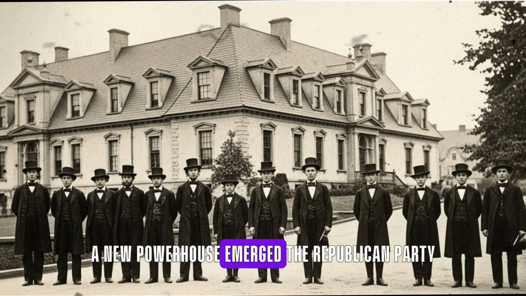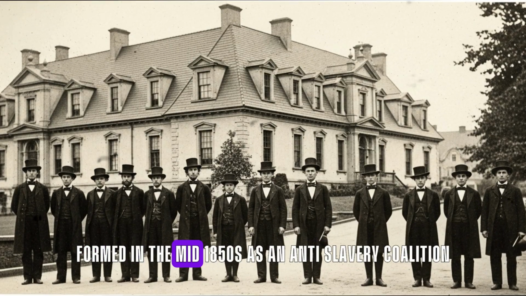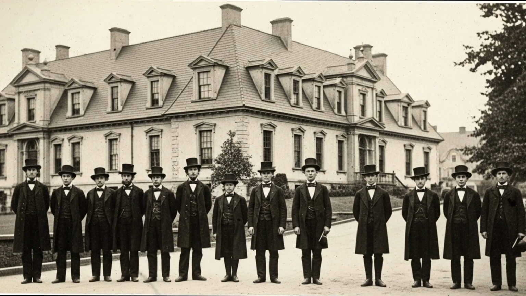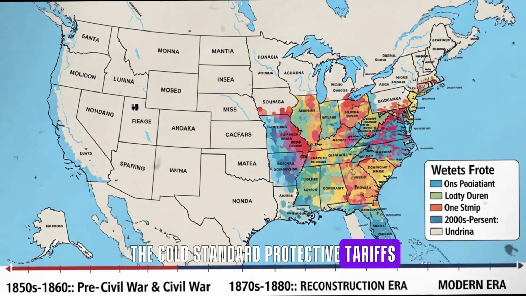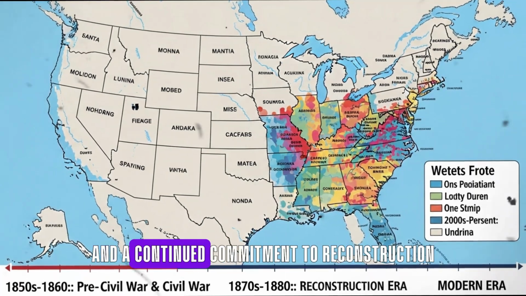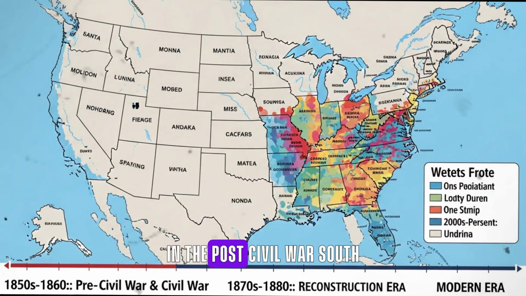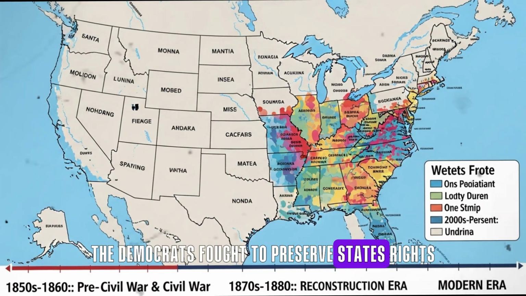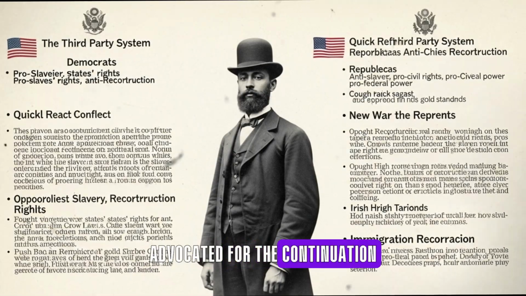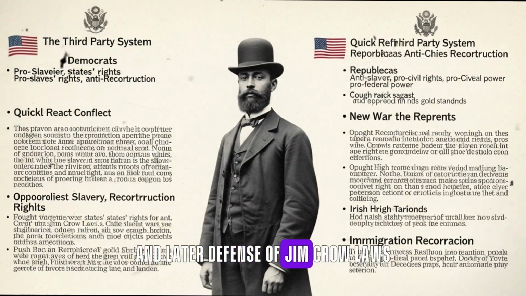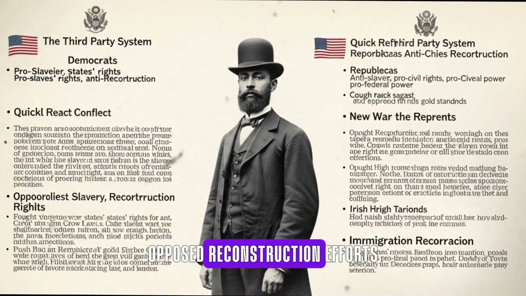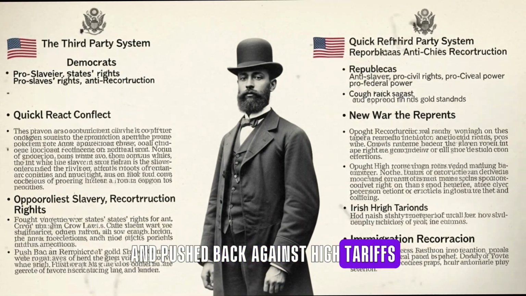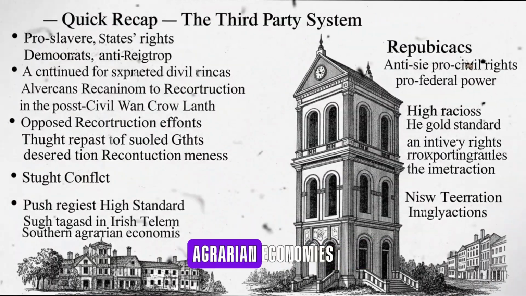A new powerhouse emerged. The Republican Party, formed in the mid-1850s as an anti-slavery coalition. The Republicans supported strong federal government, the gold standard, protective tariffs, the expansion of civil rights, and a continued commitment to Reconstruction in the post-Civil War South. In contrast, the Democrats fought to preserve states' rights, advocated for the continuation and later defense of Jim Crow laws, opposed Reconstruction efforts, sought the repeal of the gold standard, and pushed back against high tariffs, citing their negative effects on Southern agrarian economies.